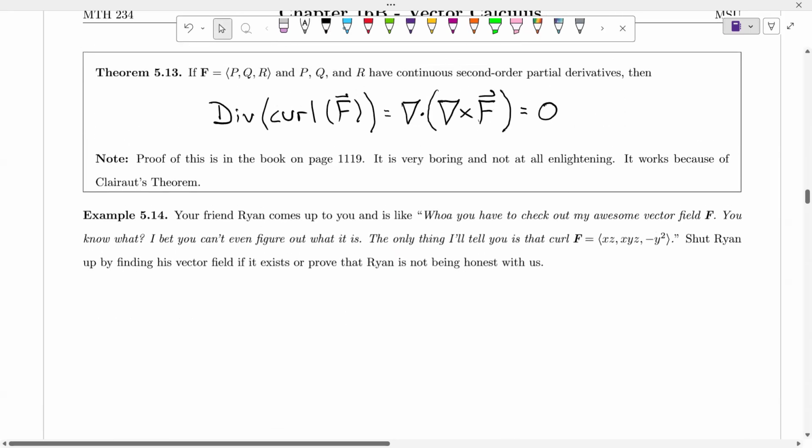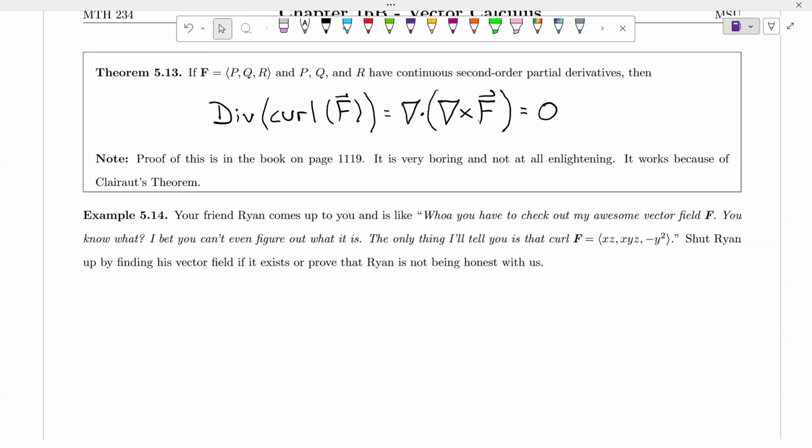All right, well, this one's fun because these are Ryan's notes. So your friend Ryan comes up to you and is like, whoa, you have to check out my awesome vector field. But you can't even figure out what it is. The only thing I'll tell you is the curl of F is the curl that's provided there. Shut Ryan up by finding his vector field, if it exists, or prove Ryan is not being honest with us.